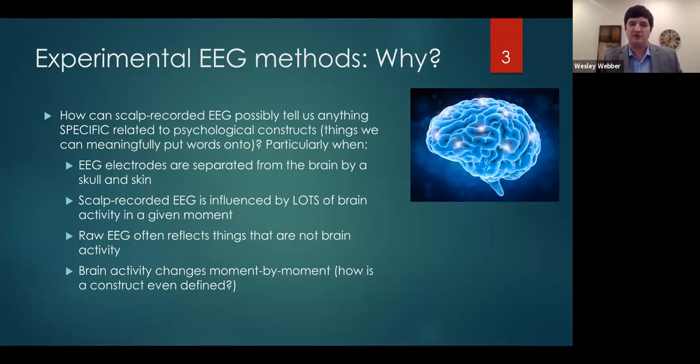When we collect raw EEG, so just the recording we get during some period of time, it's also stuff that's not brain activity. So just a subtle movement introduces muscle activity into what's being collected. So it becomes non-brain stuff mixed in with brain stuff. Additionally, when we collect EEG data, moment by moment, activity in the brain is changing. So, with that in mind, how do we even define a construct, since it's such a temporal thing, it's constantly changing?